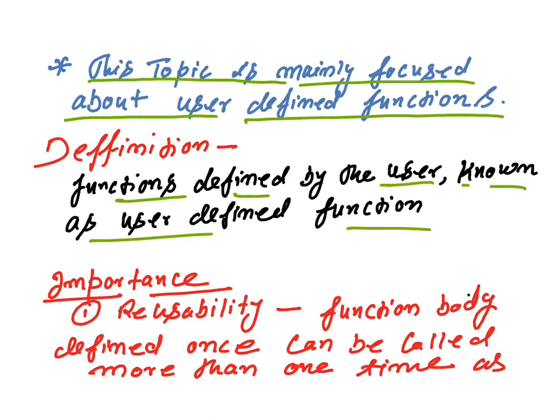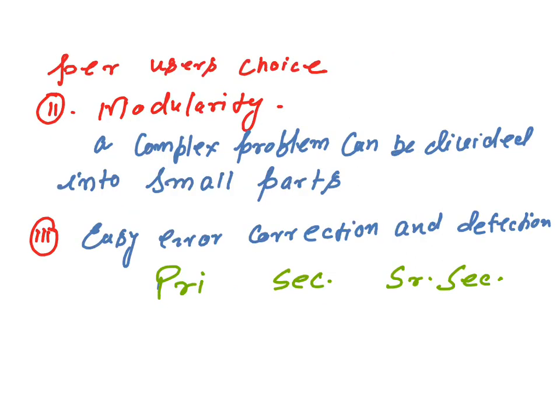Now, what actually is the importance of the user-defined function? The first is reusability. What is reusability? Once you define the body of the function, it can be called more than one time according to your desire. It means once you have defined the body, if you need to use the function 2 times, 3 times, 4 times, you can call it. There is no limitation on using those functions. Now, just see here, the second one is modularity.